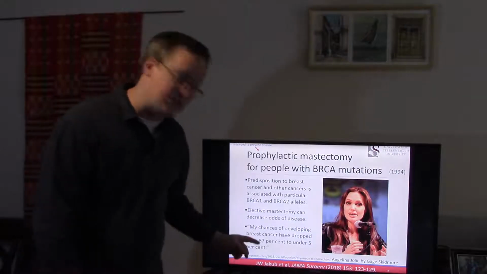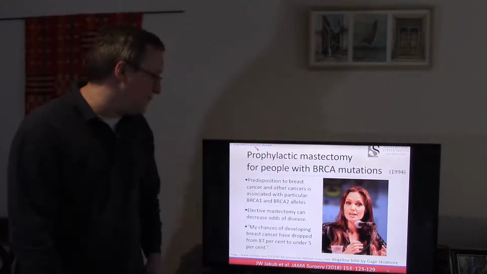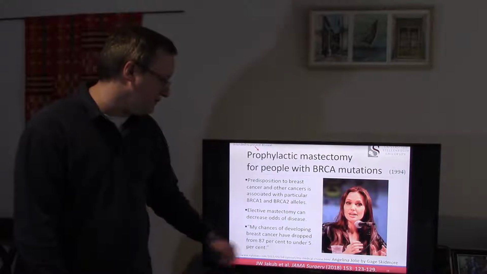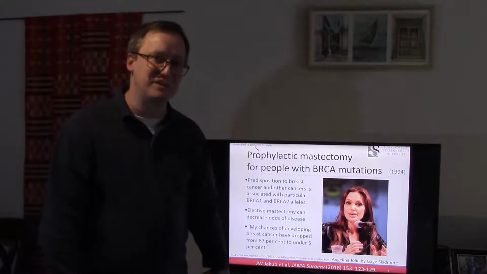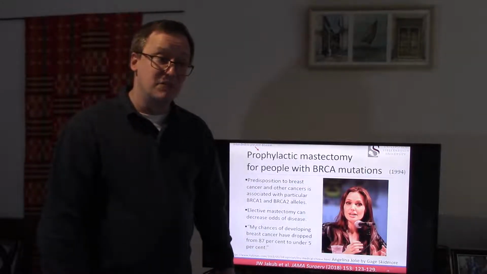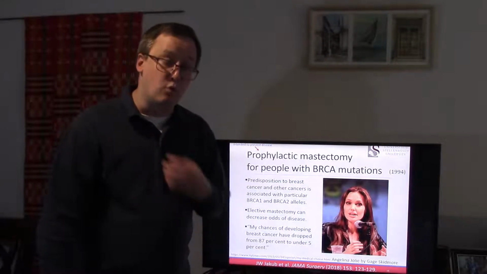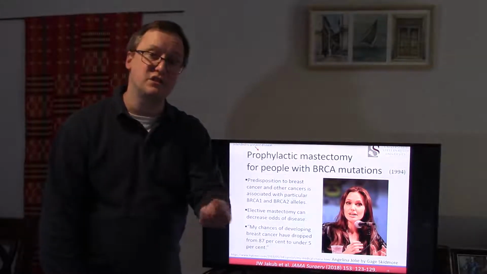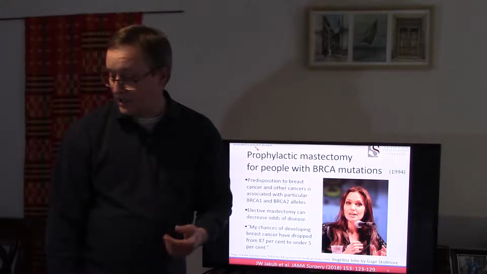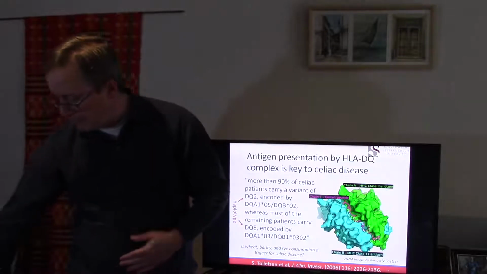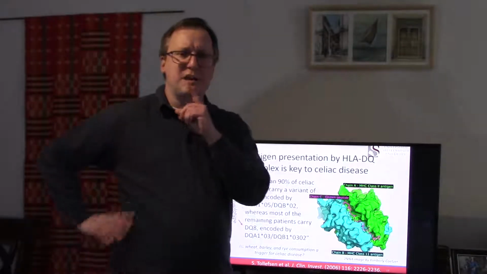She said in her New York Times article, "My chances of developing breast cancer have dropped from 87% to under 5%." It's clear then that people make pretty wide-sweeping decisions in response to the genetic information that they get. I want to talk about one more disease before we stop for intermission.